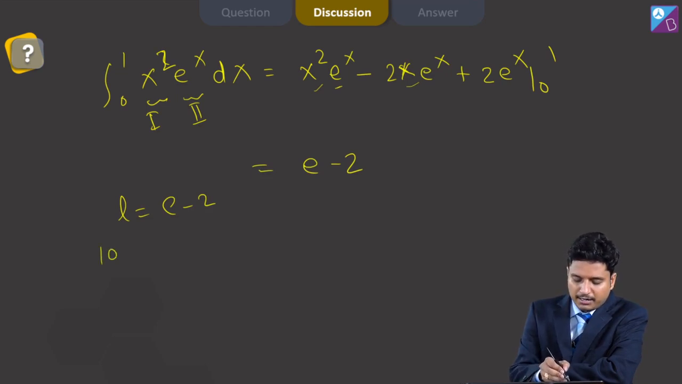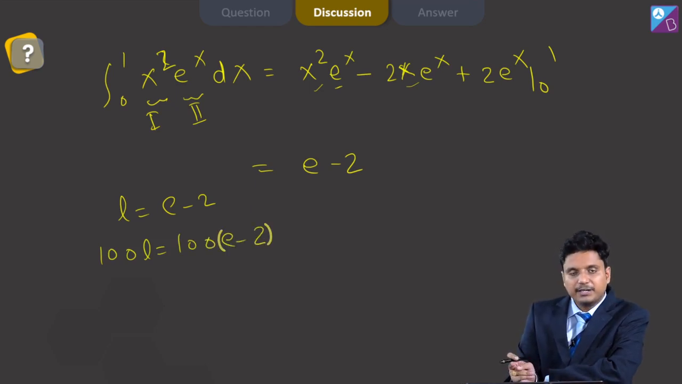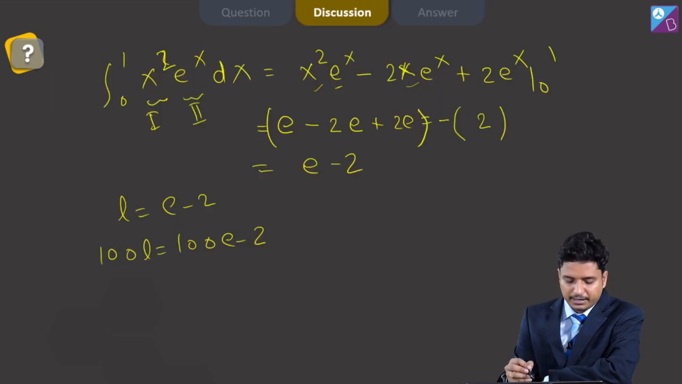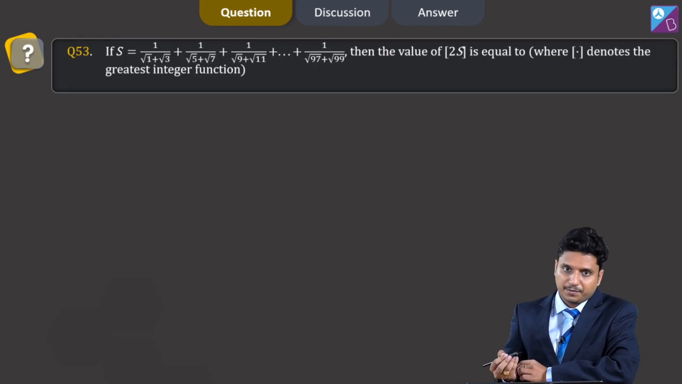So 100 L will be equal to 100 (e minus 2). So e's value is approximately 2.71, so the integer part of 100 L is why the answer is given as 71. For question number 53, this is a question where approximation will be used.